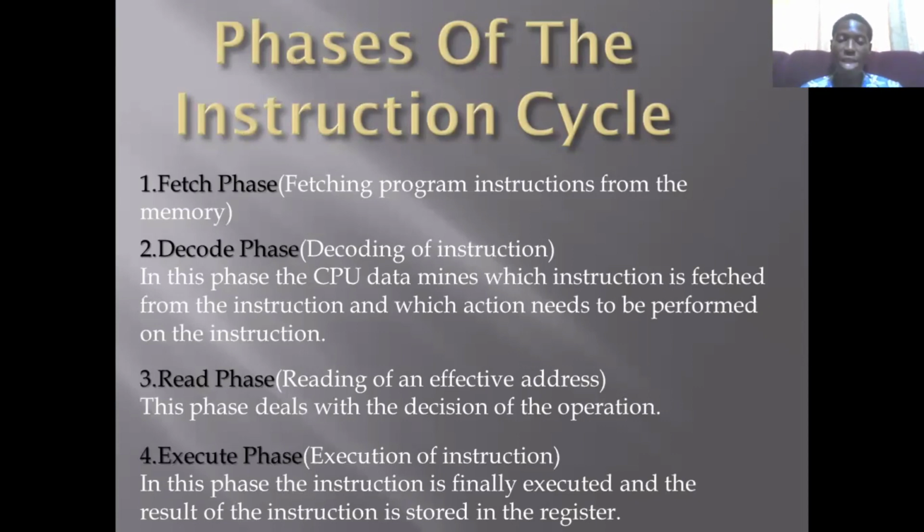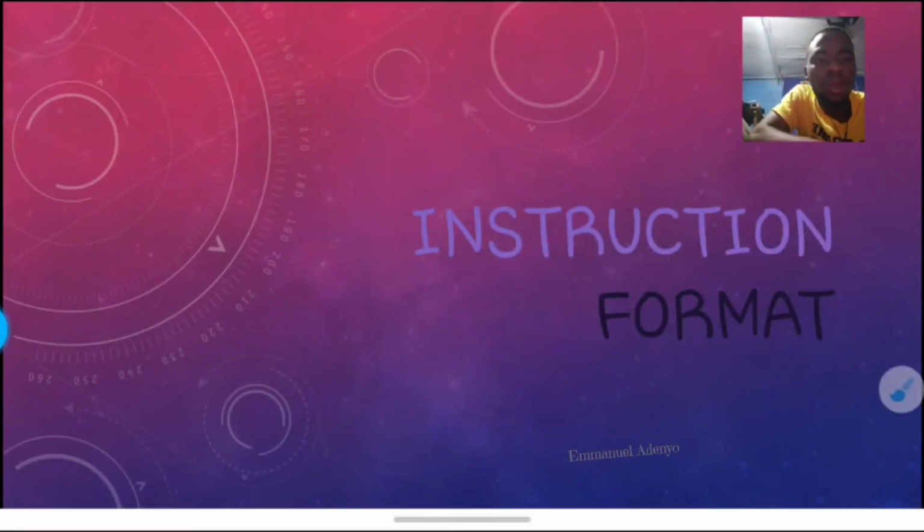Then move to execute phase, which is the last phase, execution of instruction. In this phase, the instruction is finally executed and the result of the instruction is stored in the register. So here, after the execution of an instruction, the CPU prepares itself for the execution of the next instruction to be processed. Thank you.